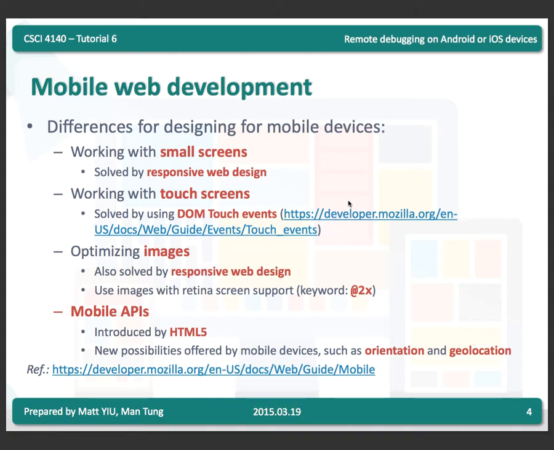And what are the differences between developing a web page for desktop and developing for mobile devices? There are some differences here. So first of all, we need to work with some small screens, and this can be solved by using responsive web design, which will be taught in this tutorial. And we also need to work with touch screens because you don't have a mouse on your mobile phone, so you need to work with a touch screen.